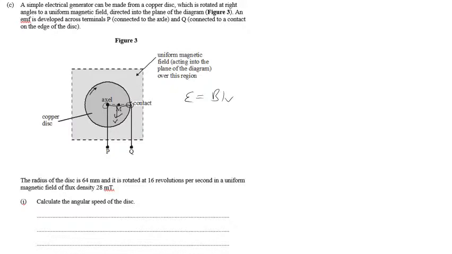Initially it asks us to calculate the angular speed of the disc, so it's a circular motion question. It tells us the radius of the disc is 34 millimeters and there's 16 revolutions per second. This is the information we need here. So angular speed omega is equal to 2 pi f. 16 revolutions per second means that f is 16. So 2 pi times 16 is equal to 100.5 radians per second.